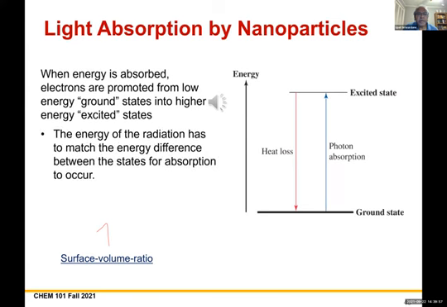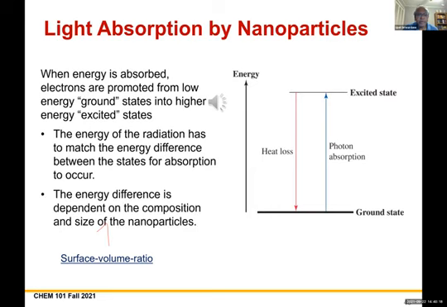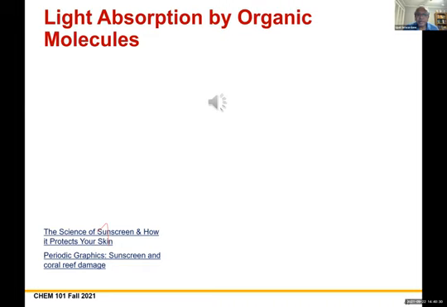The energy of radiation has to match the energy difference in the absorption. The excited state is after the nanoparticle absorbs the UV radiation. It is converted to heat, not emitted as UV radiation. The energy difference depends on the composition and size of the nanoparticles. So this is the technology of physical absorption of UV in sunscreen.